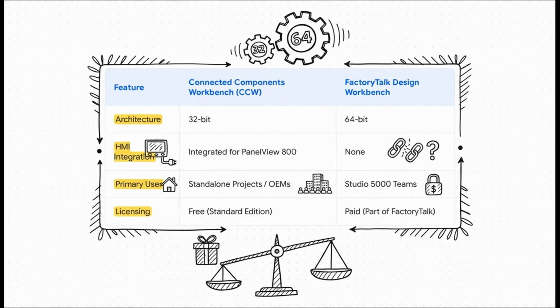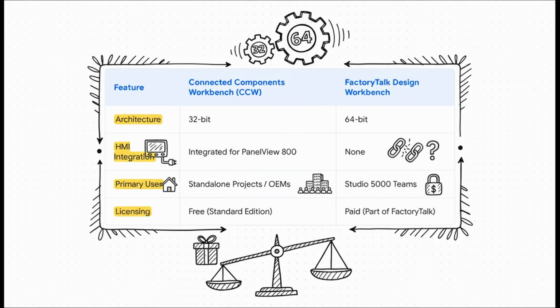Next, HMI integration. And listen, this one is huge. CCW has PanelView 800 HMI design built right into it. FactoryTalk Design Studio doesn't. That single difference points us straight to the primary use case for each tool. CCW is perfect for standalone projects and machine builders, while FactoryTalk is laser focused on existing Studio 5000 teams.